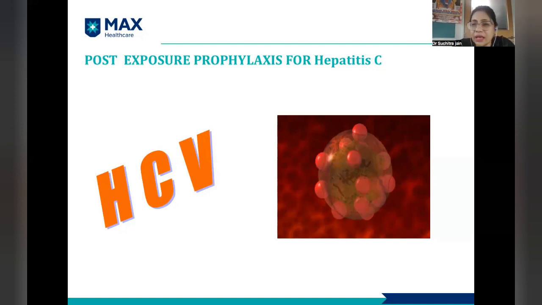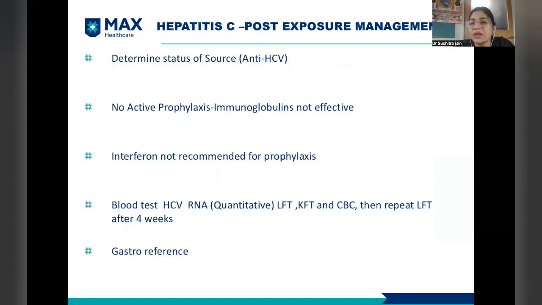Now, clearing that data, next please. HCV does not have any vaccination like hepatitis B. There is no vaccination available for hepatitis C.